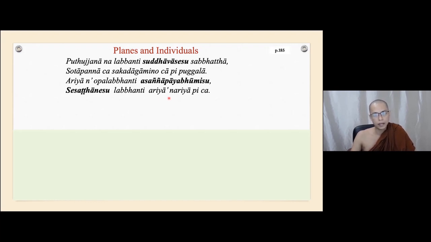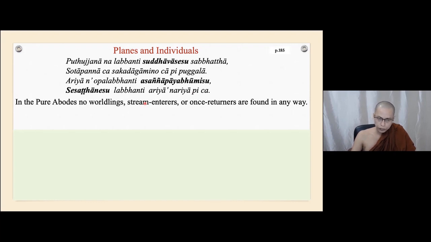Noble persons or non-noble persons, the ordinary person, can be found. So let's see the translation. In the pure abode, Suddhavasa says there are no worldlings, Puthujjana, no Sotapanna, the stream enterers, and no Sakadagami, the once-returners. They are not found in any way. That's why we can understand that we cannot find the worldling, stream enterer, or once-returner in the five pure abodes.